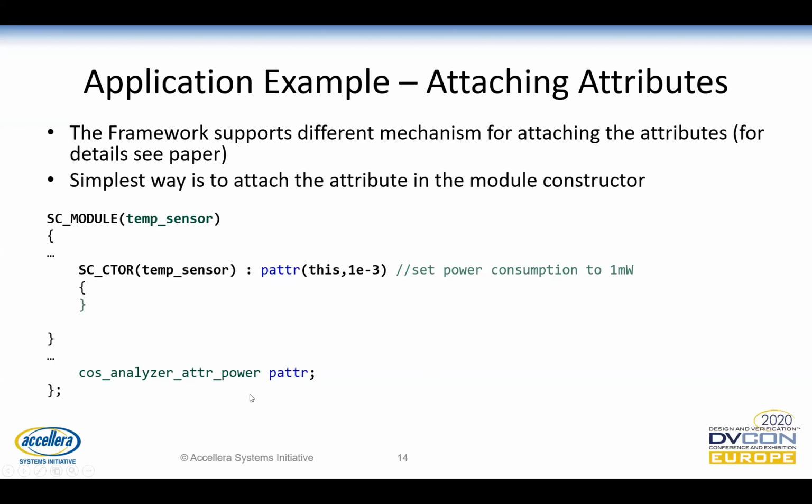That means we instantiate this power attribute inside our module descriptions, and in this case, inside the constructor, we say, okay, this attribute is attached to this module, and we attach, in this case, a constant power value. This power value can, of course, depend on module parameters, or it can also depend on the current state of the system, so that you can also make it dependent on the current power settings.